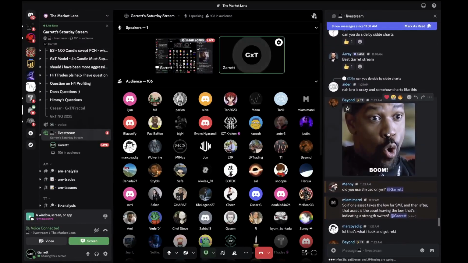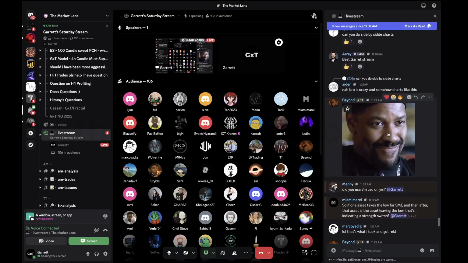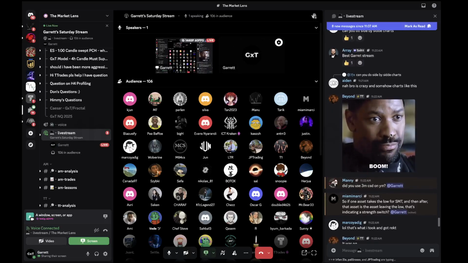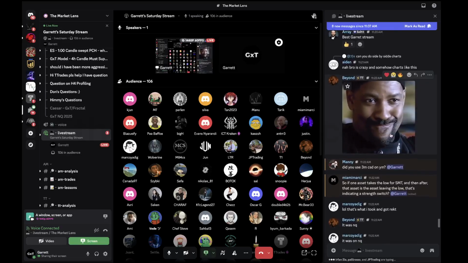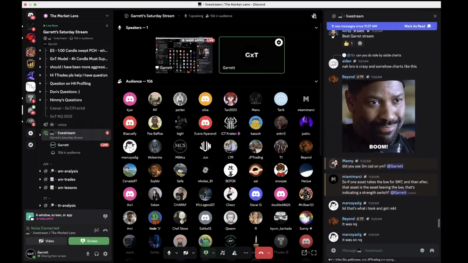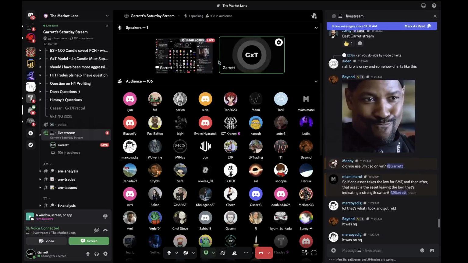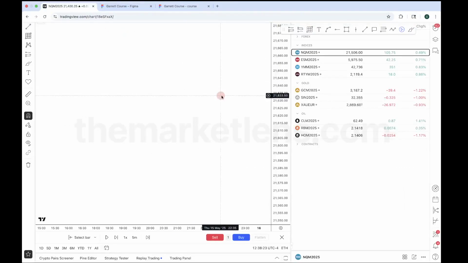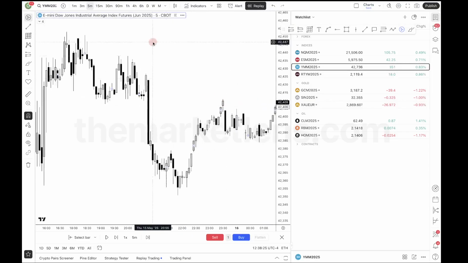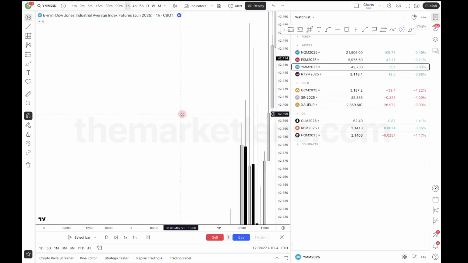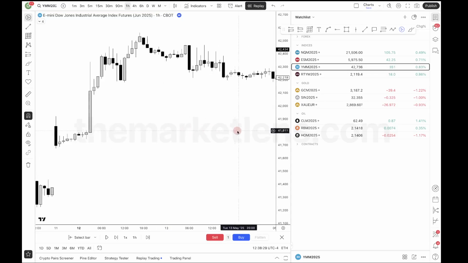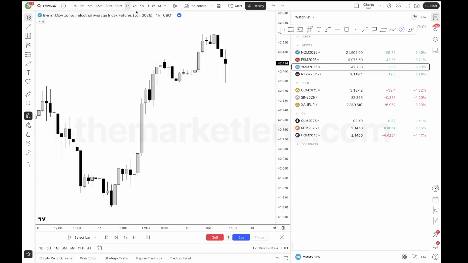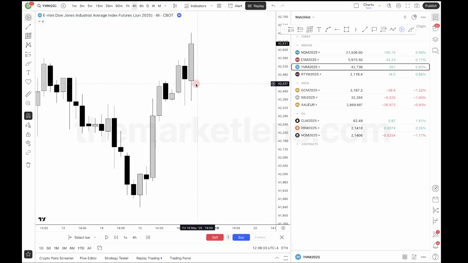Do you use 3 minutes 60 on YM? 5 minute, I think. And it didn't even have to do with the fractal model necessarily, with this specific trade on YM. It didn't have anything to do with the fractal model. But it was still a 4-hour expansion candle. See this?